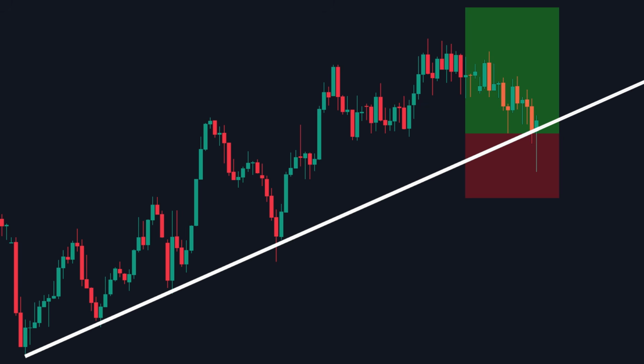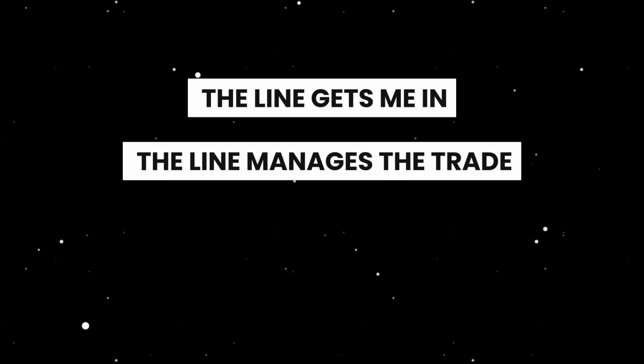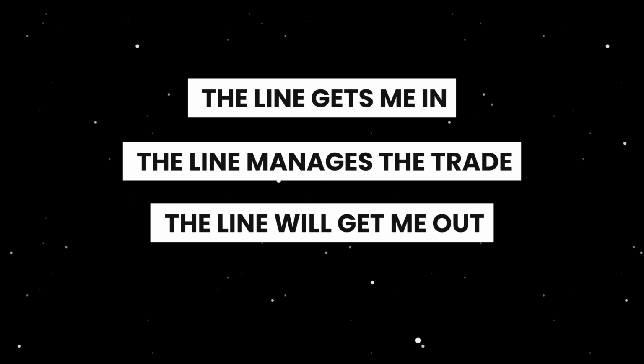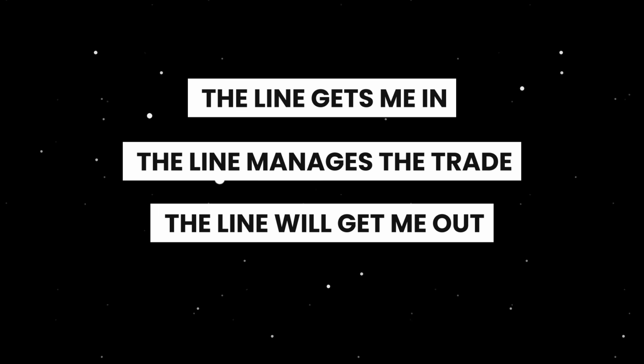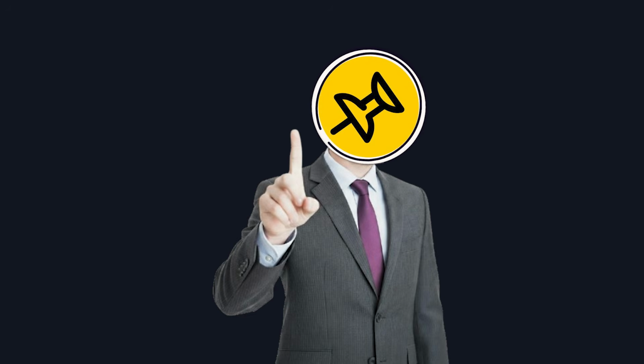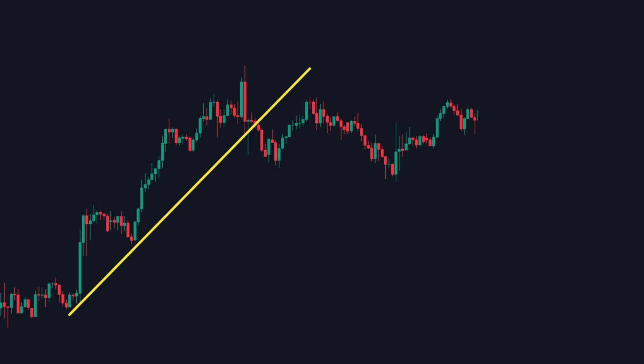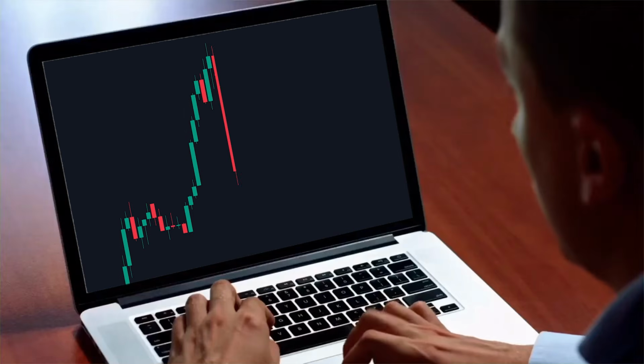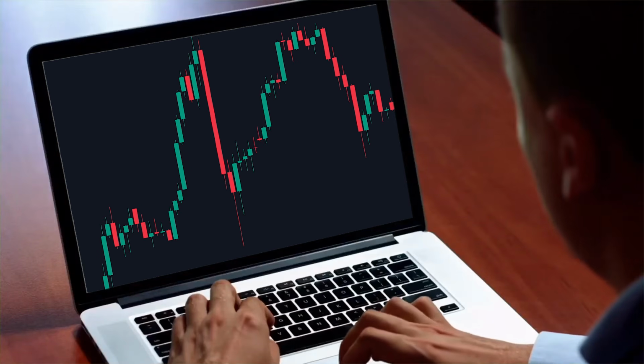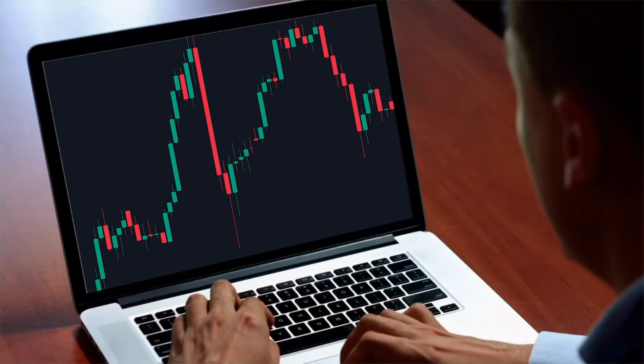This is the beauty of the bounce done properly. The line gets me in, the line manages the trade, and the line will get me out the moment it breaks. No opinions needed. One more thing on this setup. It lives and dies with the instrument. Some markets respect trend lines beautifully. Others chop through them all day. Don't take my word on which is which. Backtest your instrument. Count how often clean bounces actually follow through, and let the data pick your market for you.